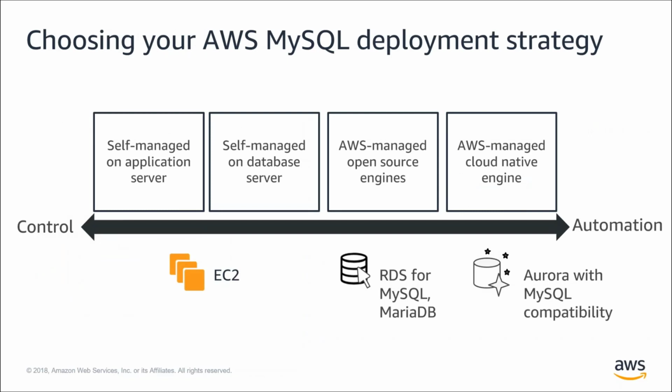You can think about these options as a spectrum. On one hand, you've got control, and on the other end of the spectrum, you've got automation. So if you're running your MySQL database on an EC2 server, you can actually run it on the same server as your application, or you could run it on a separate database server. But in either case, you've got full control over the parameters of the server, the operating system, the database configuration. You can get onto the database server via remote shell.